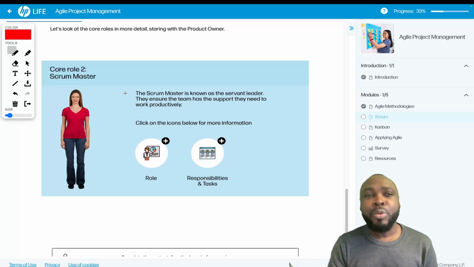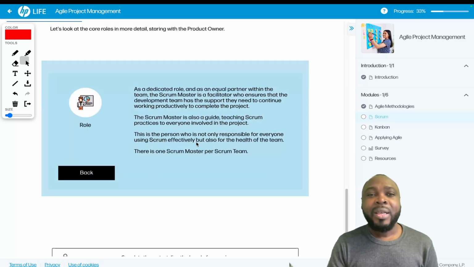And what are their roles? Scrum Master is a dedicated role, and as an equal partner within the team, the Scrum Master is a facilitator who ensures that the development team has the support they need to continue working productively to complete the project. The Scrum Master is also a guide teaching Scrum practices to everyone involved in the project.